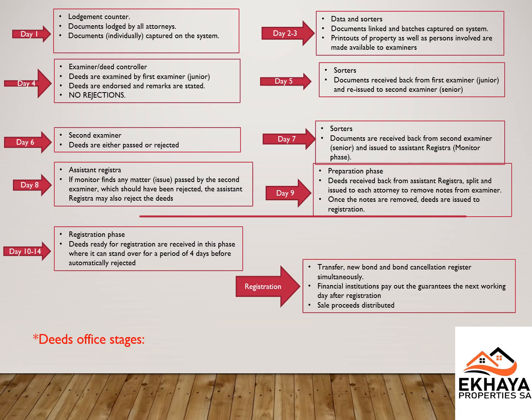Day 10 to 14 is the registration phase, where deeds are ready for registration. Deeds ready for registration are received in this phase, where they can stand over for a period of 4 days before automatic rejection. On registration, the transfer, new bond, and bond cancellation register simultaneously. Financial institutions pay out the guarantees the next working day after registration. The sale proceeds are distributed.